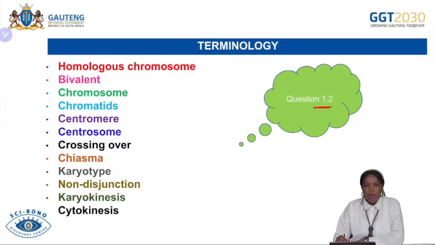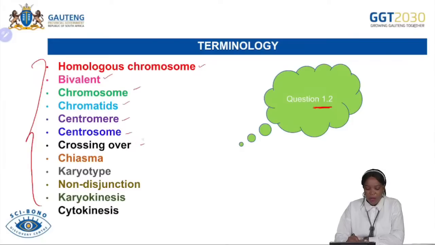1.2 is terminology. Give the correct biological term. So with meiosis, these are some of the terminologies that you need to be familiar with. Go back to your glossary at the back of your book and find out, what do we mean by homologous chromosomes or bivalent? Then chromosome, what is a chromosome? What is a chromatid? A centromere, a centrosome, crossing over, chiasma, karyotype, non-disjunction, karyokinesis, and cytokinesis. So we need to be able to know this terminology, and there's more that you can also study.